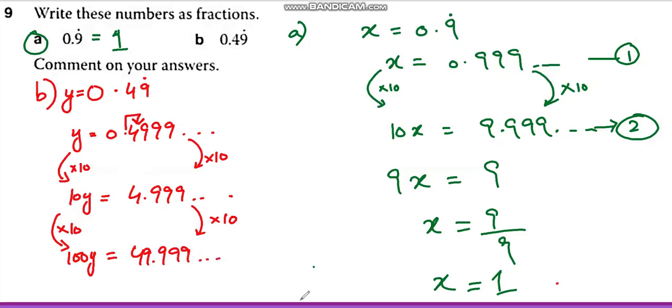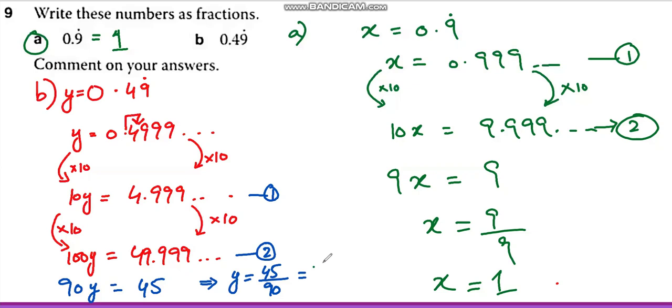Now we can subtract this equation 1 from equation number 2, and we will get 90y on the left side, and on the right side we get 45. And now if we divide both sides by 90, we get 45/90, or if we simplify, we get 5/10. And further, if we simplify, we get 1/2, means we can write 0.4999 and up to so on as 1/2.